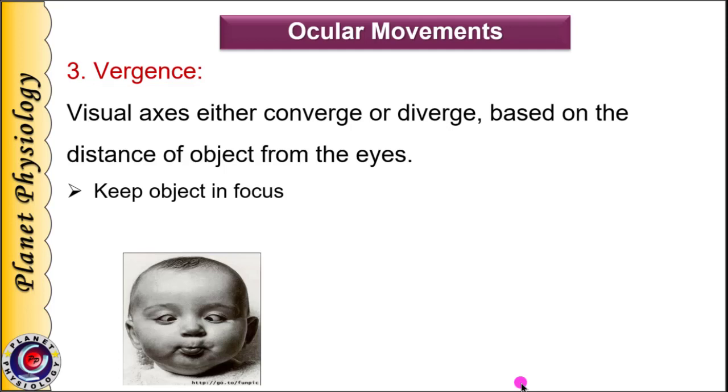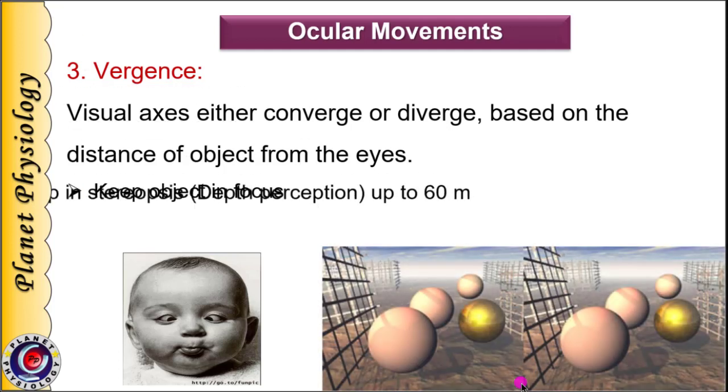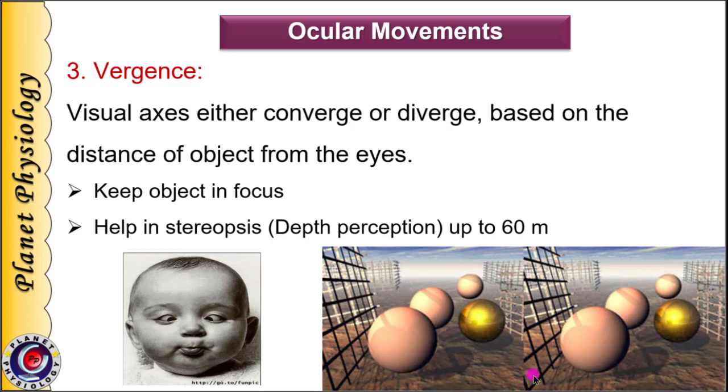As eyes are about 2 inches away from each other, the image formed on two retinas is not exactly the same. This disparity increases as the object moves closer to the eyes. Thus, convergence helps in stereopsis, that is, depth perception. It means to judge the distance of object from the eyes. This mechanism can judge the distance up to 60 meters.